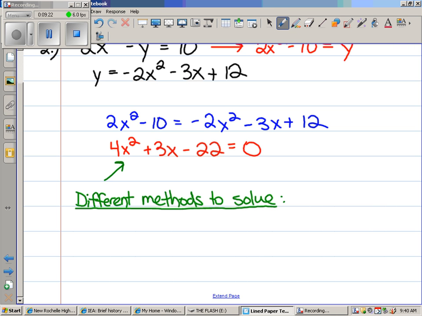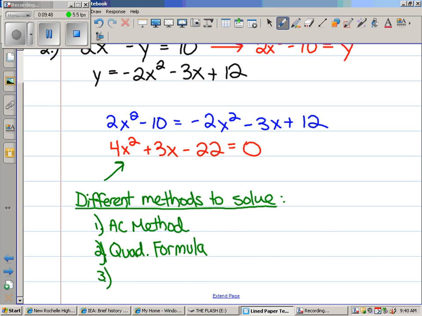Just setting it all equal to 0. Okay? The different methods you could try and solve it. Well, we could use the AC method if you really wanted to. We could try and see how that one turns out. We could use the quadratic formula. We could use everybody's favorite, completing the square.